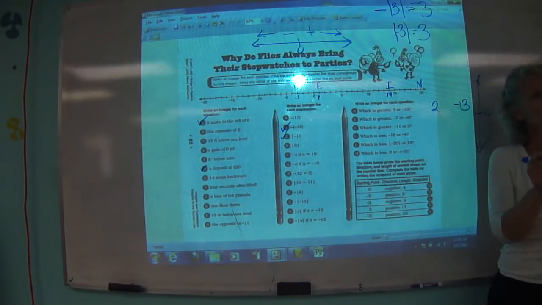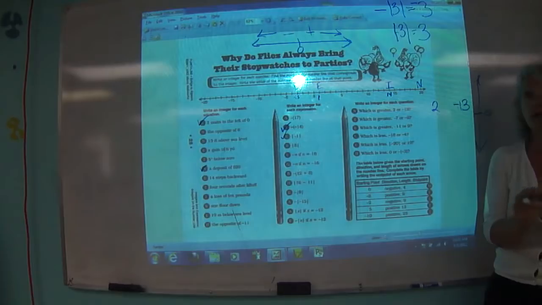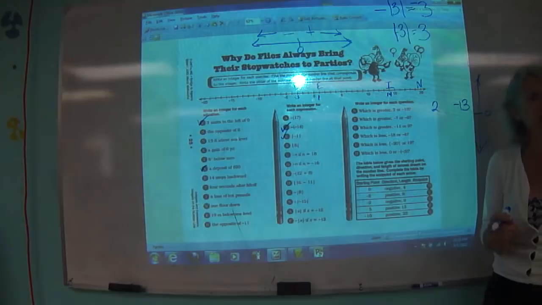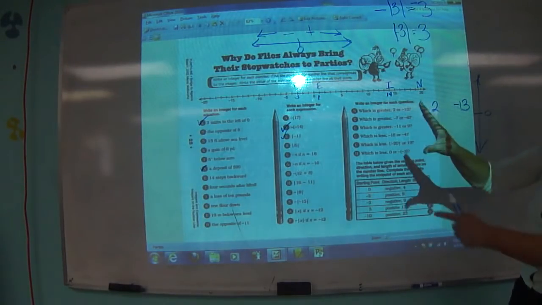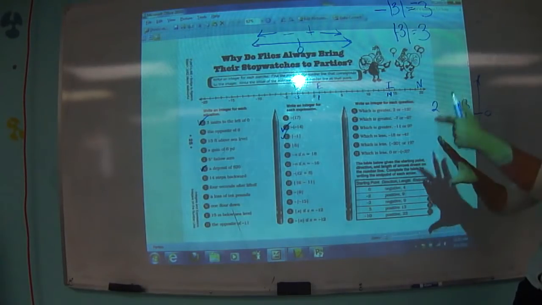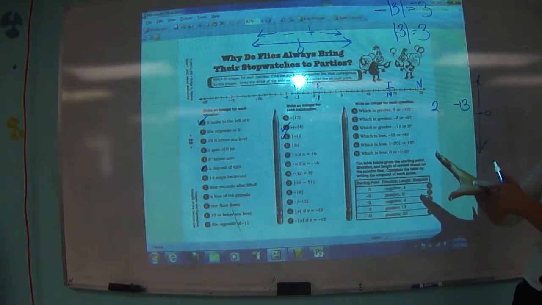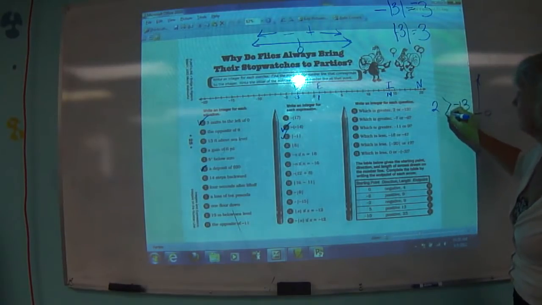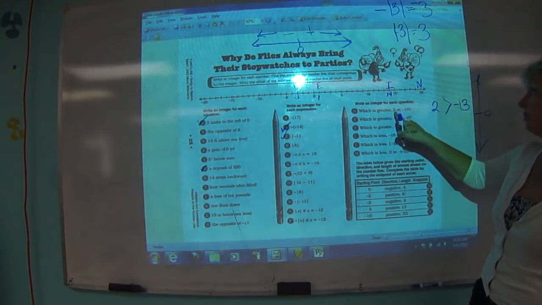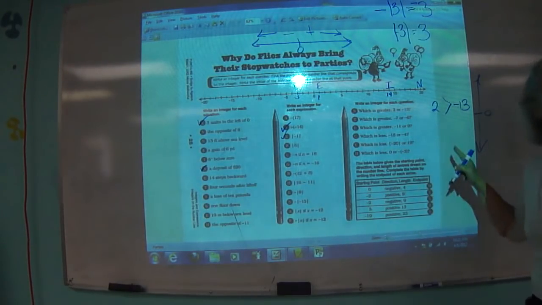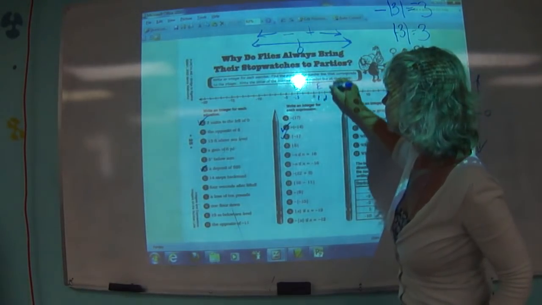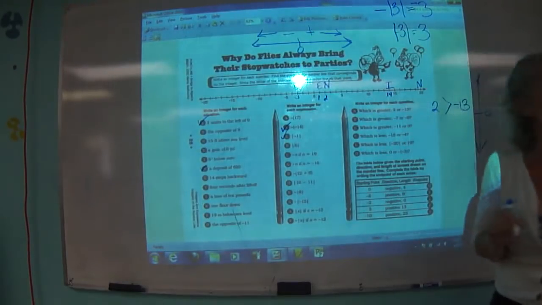When you're writing your inequality sign, the smaller number gets the smaller side. So is the smaller side the open side or the closed side? The closed side. So it would be like this. This is asking which is greater, 2 or negative 13? Which side is greater or larger? 2. Okay, so n goes with 2.